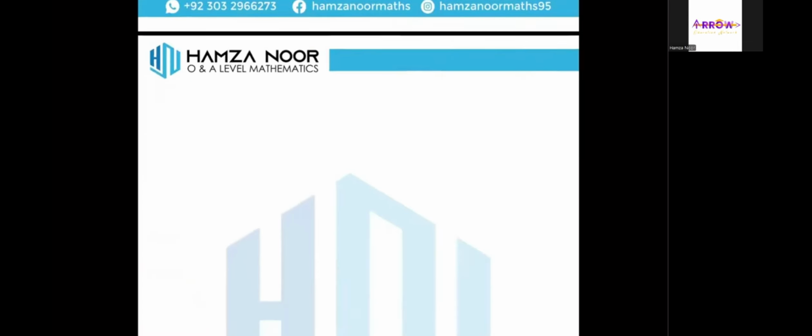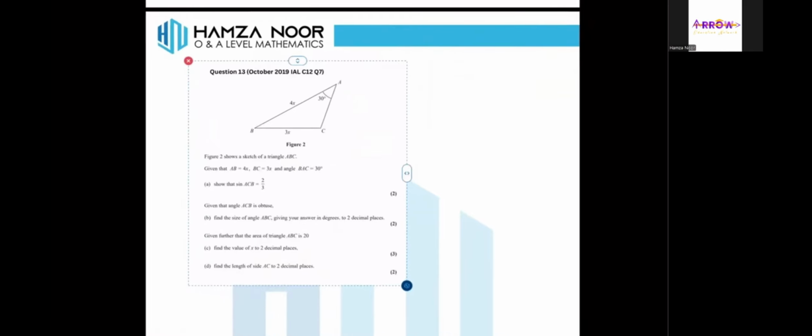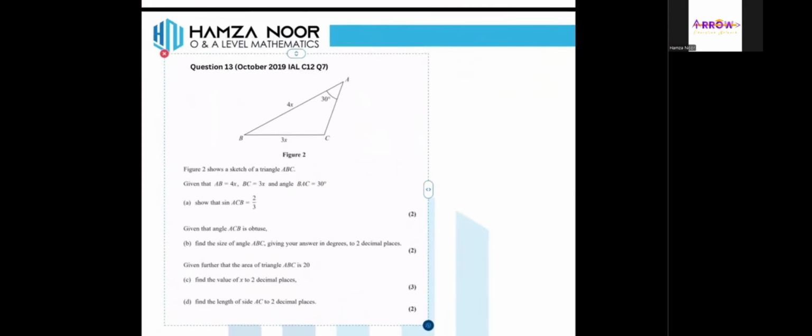We have question number 13, which is October 2019, C12, question number 7. So it says that figure 2 shows the sketch of a triangle ABC. Given that the length of AB is 4x, BC is 3x, and angle BAC is 30 degrees, show that sine ACB is equal to 2 over 3.